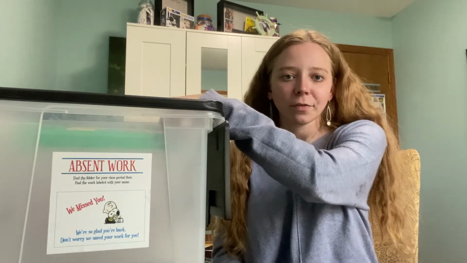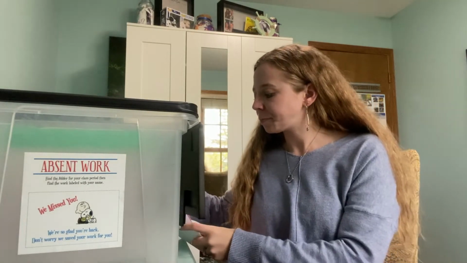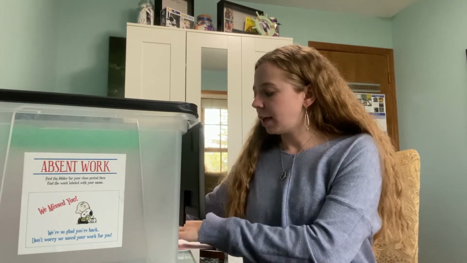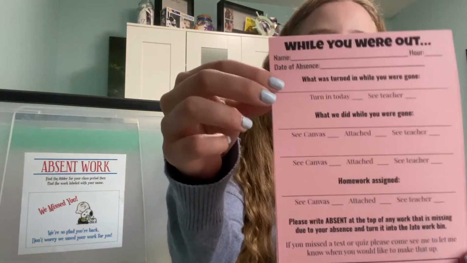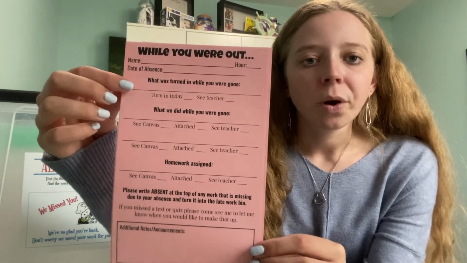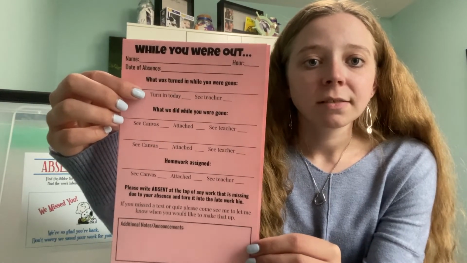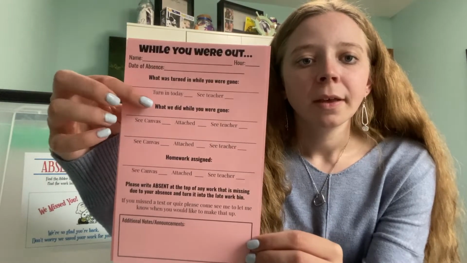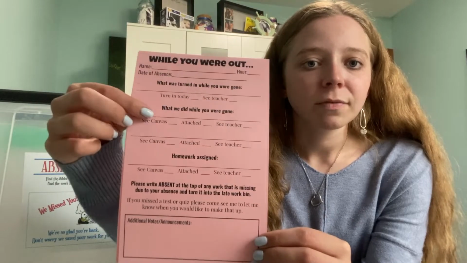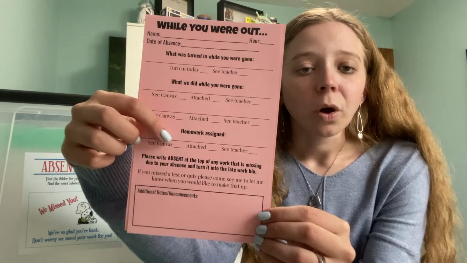Within that folder, what they would find is one of these. I fill out a while you were out form. On this form, I put the name, the date that they were absent, and what was turned in while they were gone, including whether they need to turn it in class to my absent bin or see me about it. Then what we did while they were gone, with two spaces, which is usually all I need. And then at the end, it says what homework was assigned.